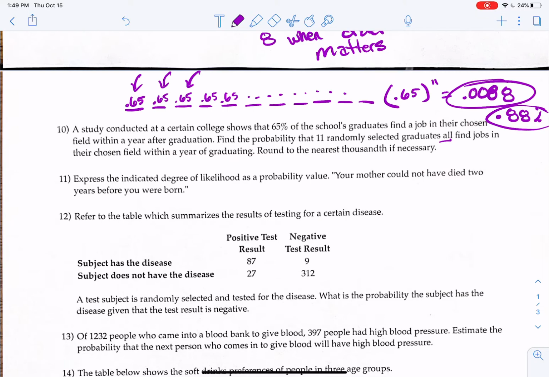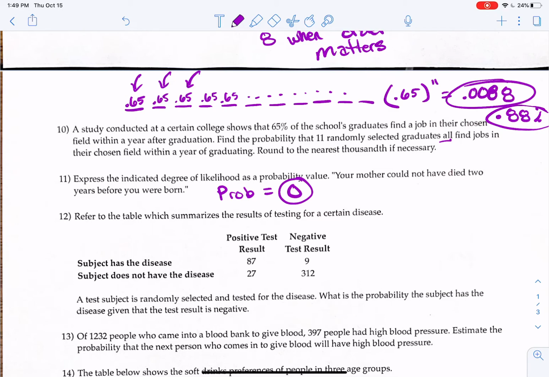All right, number 11: express the indicated degree of likelihood as a probability value. Your mother could not have died 2 years before you were born. If something is impossible and will not ever happen, it has a probability of 0. So there is a 0% chance that your mother had died 2 years before you were born. I know you're going to ask, what if you were adopted? Your biological mother could not have died 2 years before you were born, because that's just the way that it works.